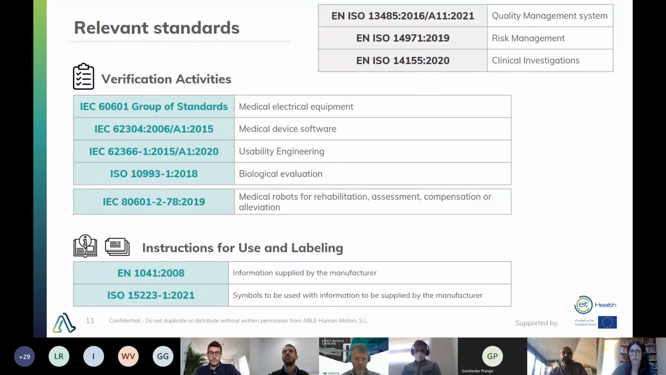So here, I don't know if they will share the slides, but here's a more complete list of standards that would be applicable for a lower limb or an upper limb robotic exoskeleton.